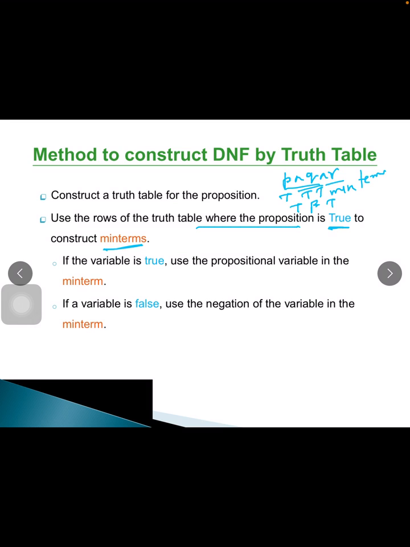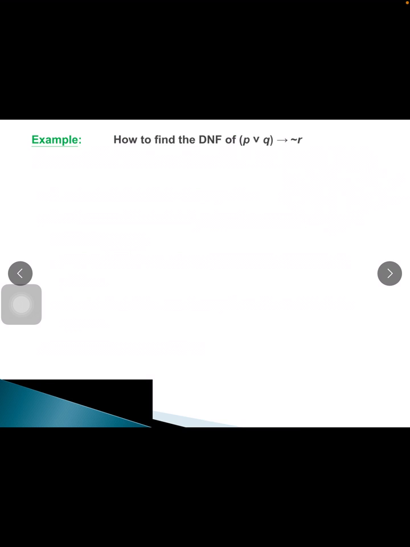Means you form your min terms by the negation. If your truth values are true, false, true, your min term will be P, because this is true, then negation of Q, because Q is false, and R, because R is true. Like that you form your min term. Clear? After that we join all these min terms by the disjunction. So this is called the DNF. Clear?